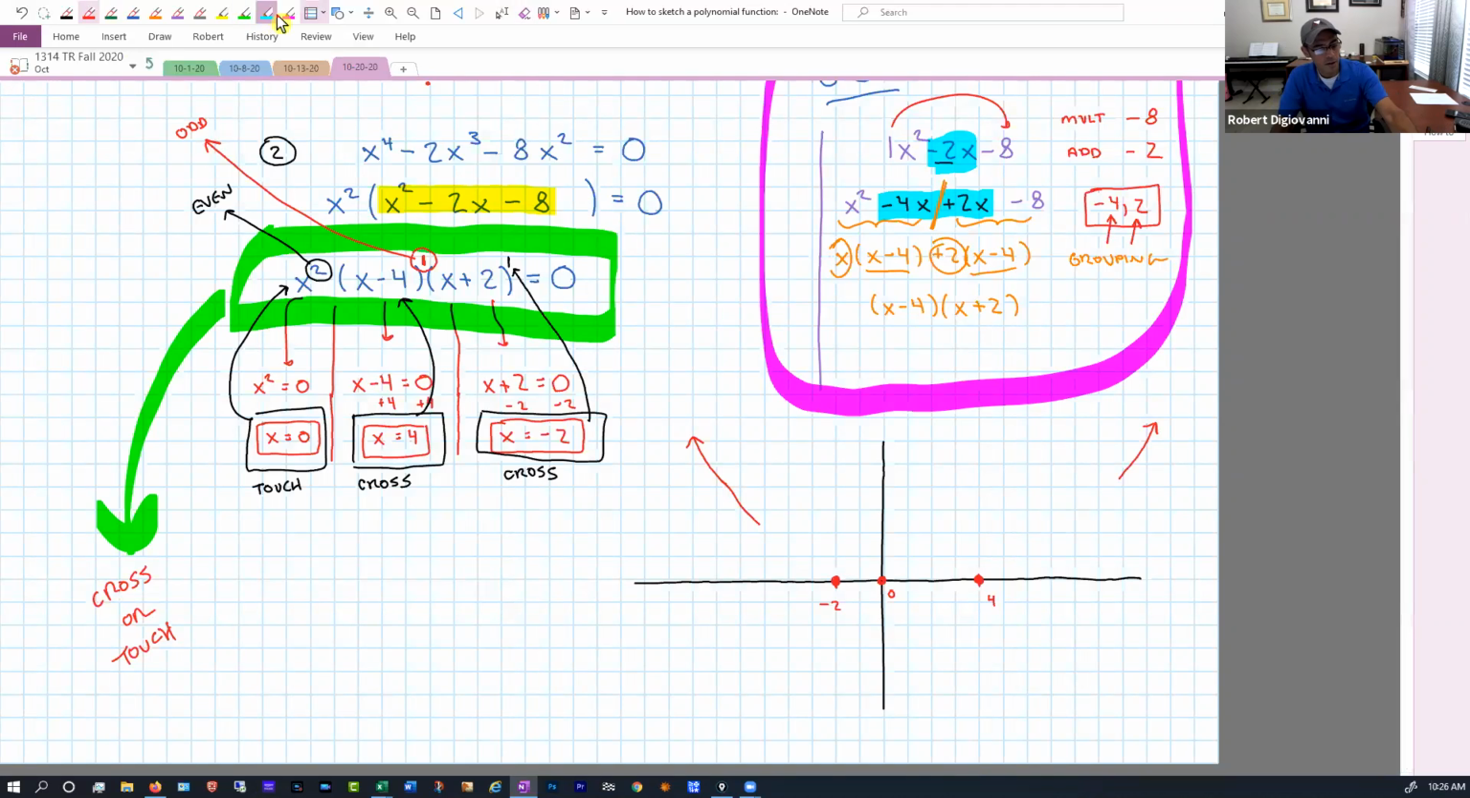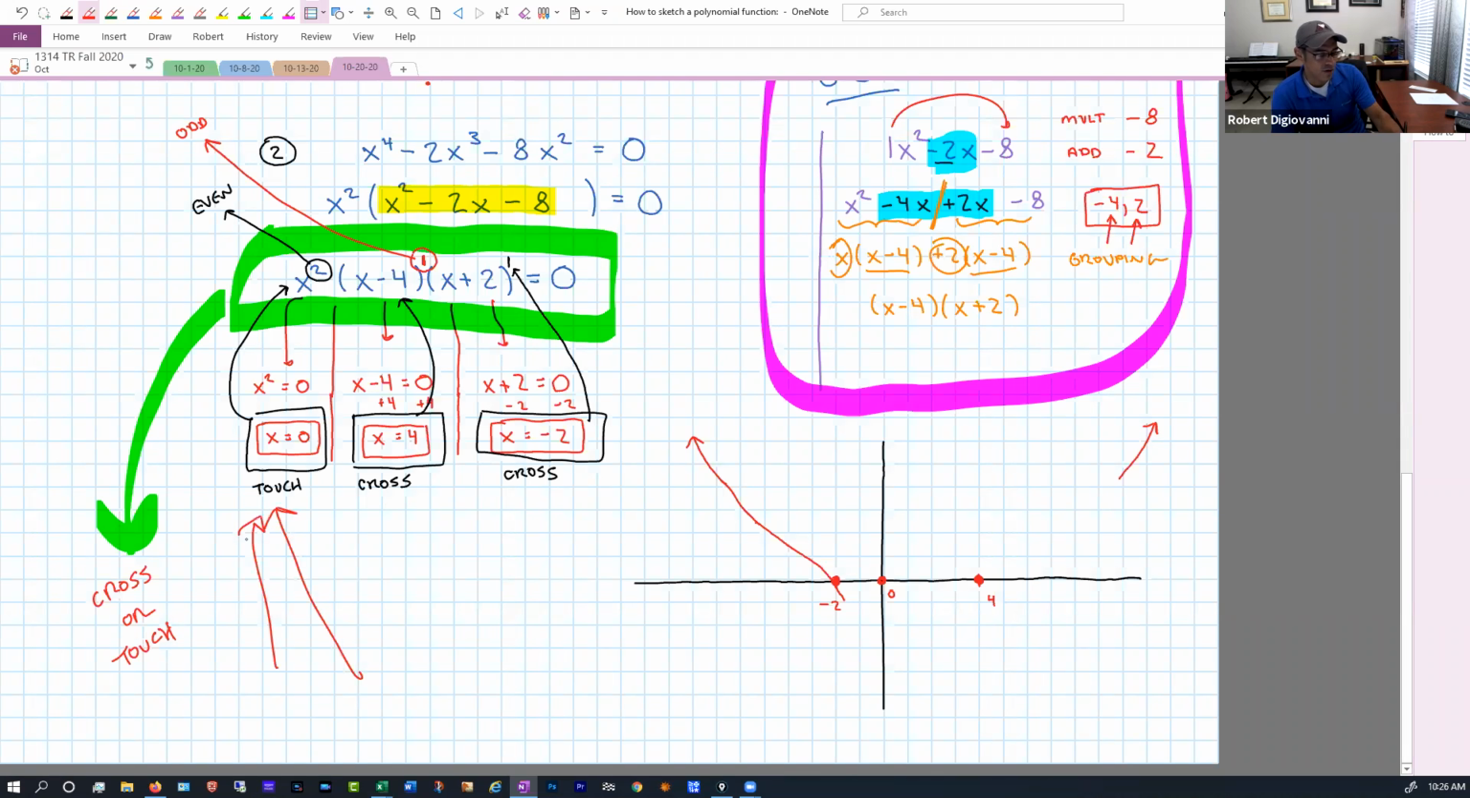Cross. At -2, right? I'm going to cross through, right? So let me do that. I'm going to cross through. Okay, now I've got to get back to 0, right? Connecting dots. But what do I do when I get to 0?